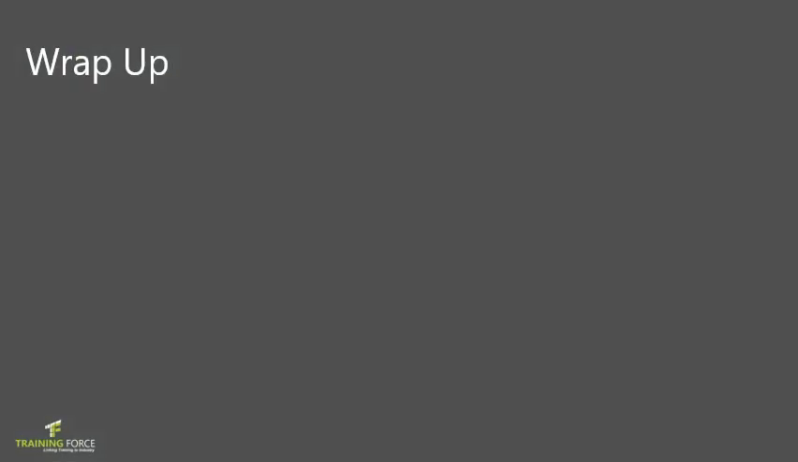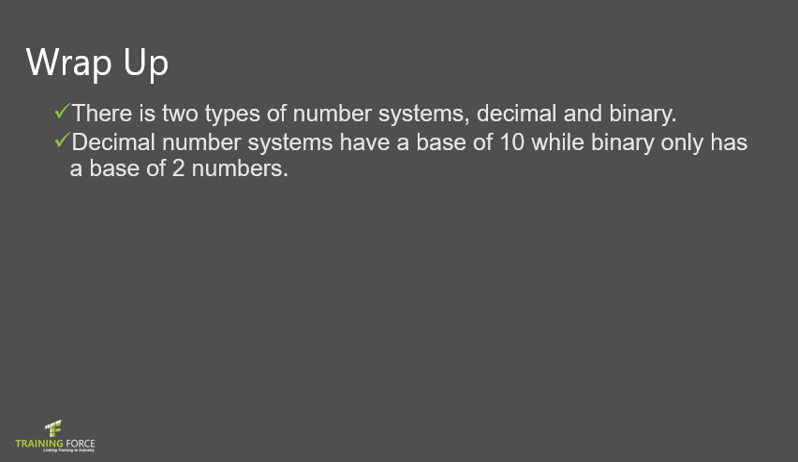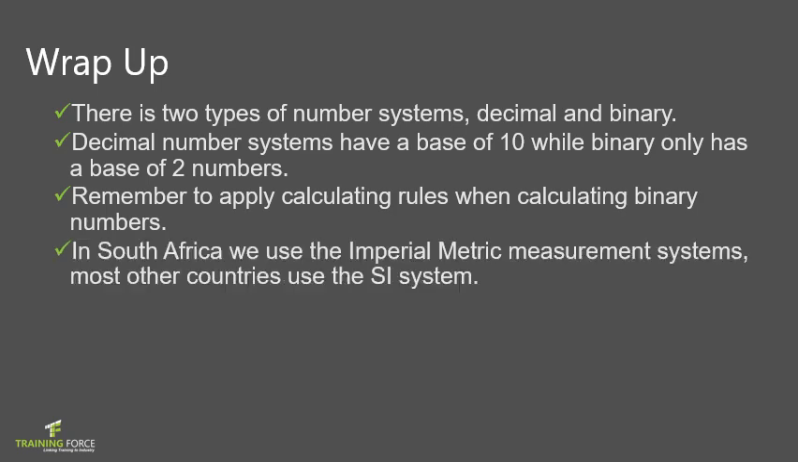And that's a wrap for Cluster 7, Topic 1. Let's take a look at our main ideas. There are two types of number systems, decimal and binary. Decimal number systems have a base of 10, while binary only has a base of 2. Remember to apply calculating rules when calculating binary numbers. In South Africa, we use the Imperial Metric Measurement System. Most other countries use the SI system.